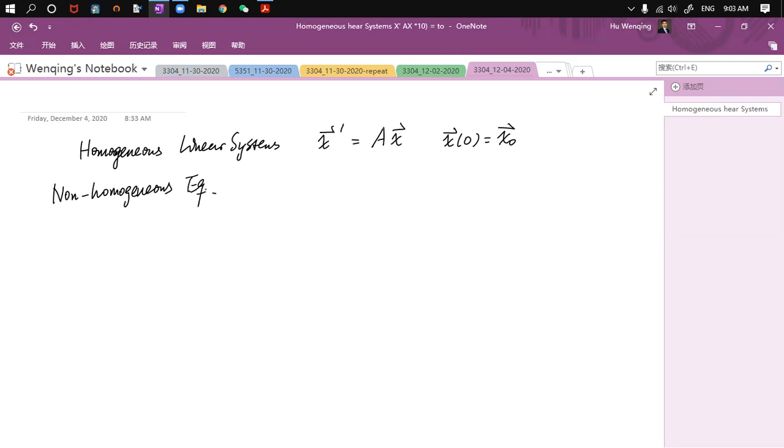For the non-homogeneous equations, these equations are going to look like x prime equals Ax plus g of t, which is a vector, where x of 0 is equal to x0. That's what we're going to call the non-homogeneous equations. We're going to try to solve such equations, in particular in the case when the matrix A is 2 by 2. So let's say matrix A is equal to a, b, c, d. We want to solve this non-homogeneous system.